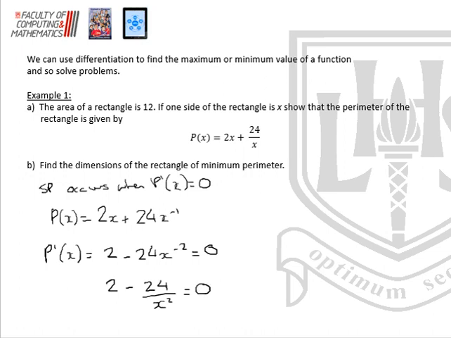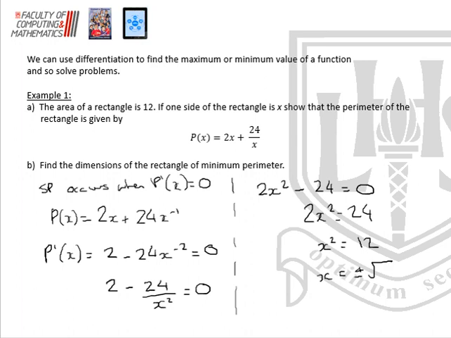Then I've got a formula I don't entirely like because there are fractions involved, so I want to multiply to get rid of those fractions. If you multiply everything by x squared, you'll cancel out that fraction. So the 2 will become 2x squared, the divide by x squared will cancel out, just leaving 24, and 0 times x squared is just 0. Then you're just solving. So 2x squared is 24, x squared is equal to 12, so x is equal to plus or minus root 12.